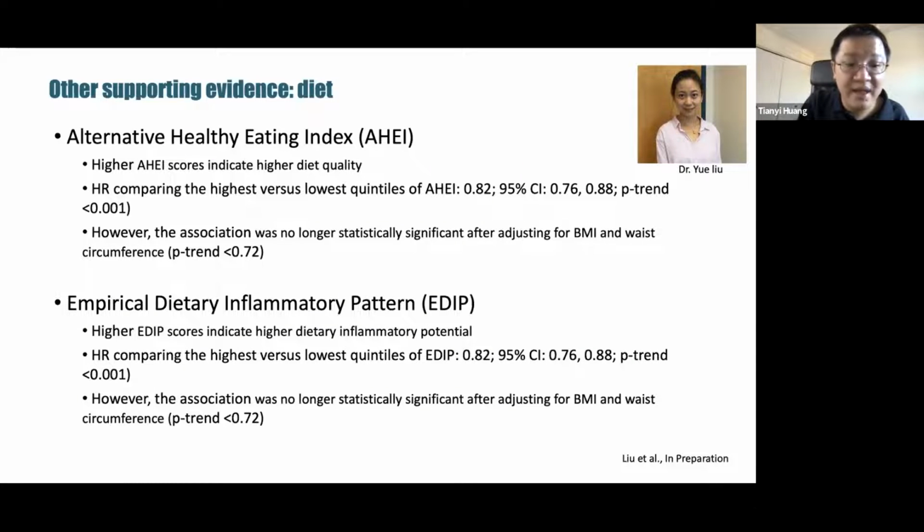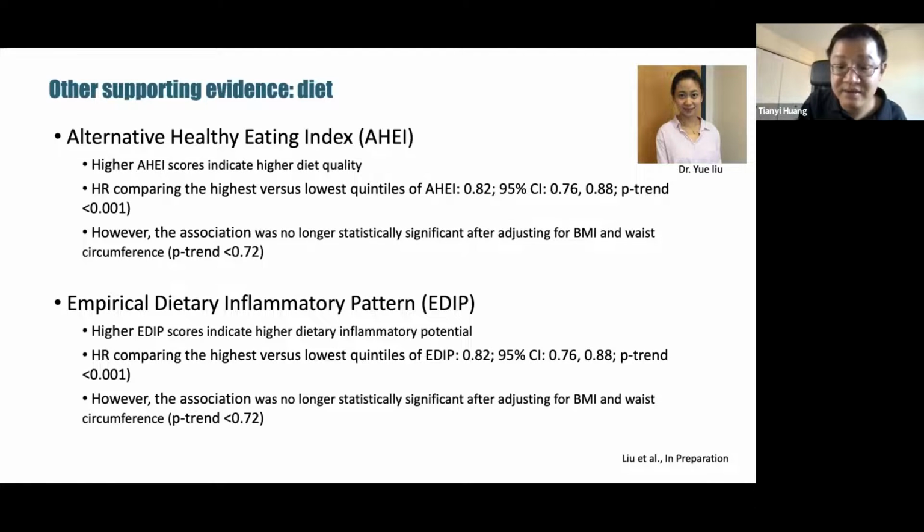Then we looked at another dietary pattern, called the empirical dietary inflammatory pattern. This dietary score, EDIP, was developed against inflammatory biomarkers. It is a dietary pattern that is strongly correlated with circulating inflammatory biomarkers and also systemic inflammation. A higher EDIP score indicates higher dietary inflammatory potential. When we do the same comparison for the extreme quintiles of EDIP, sorry, I think I forgot to change the result. People with the highest inflammatory dietary pattern have almost 80% increased risk of sleep apnea.